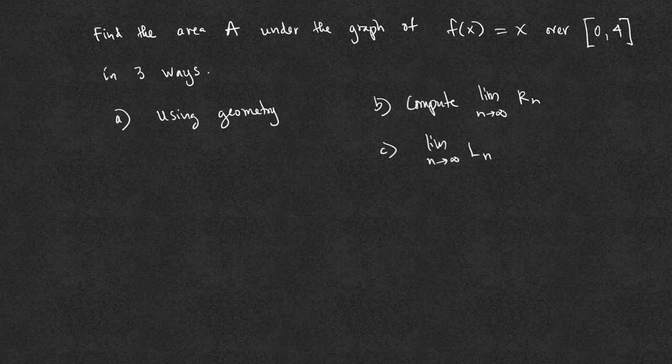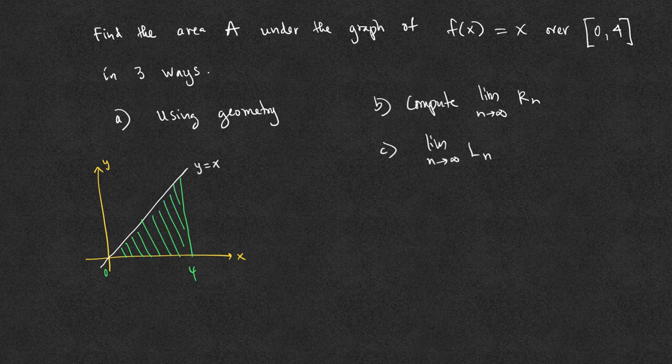First, we will use geometry, and to do that, we would need to sketch the graph of f of x equals x. The line y equals x goes through the origin, and the slope is 1. We're interested in the area under this curve from 0 to 4 only. And so we shade this region under the curve above the x-axis.